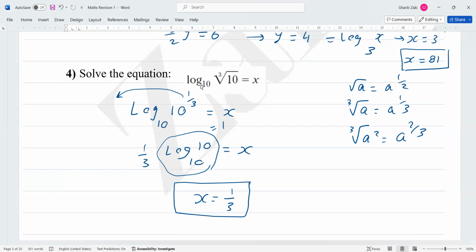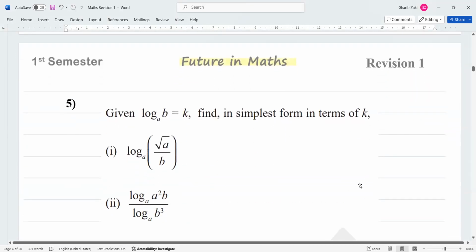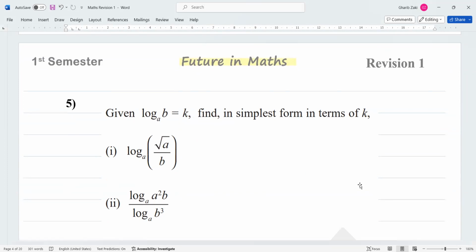Next. Given that, find in simplest form in terms of k. Now, try to solve that part. Okay. Ready for the first part?